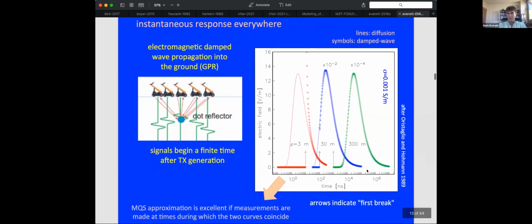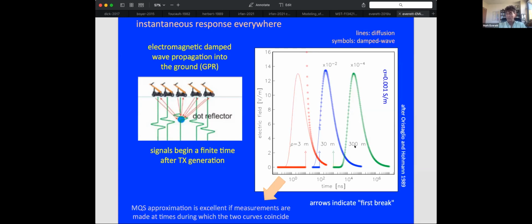So this graph here from Oristaglio and Hohmann, 1989, shows it quite well. What we're showing here is the electric field, the step-off response, as a function of time. Notice that we're measuring here in nanoseconds, very early times. The symbols show the full damped wave equation, and the arrows here show what we might call the first break. So we know with electromagnetic wave propagation, for example, those who do GPR understand this, that we don't see a signal in our data until enough time has elapsed that the signal has gone down to the target and reflected back at whatever the speed of light in the material is. This arrow indicates that time, and you notice before the arrow there's no signal, and then there's the arrow, which is the first break, and then you get the decay term following that, where the diffusive behavior takes over.